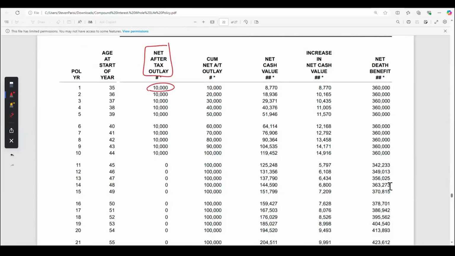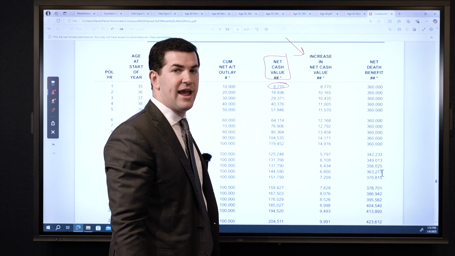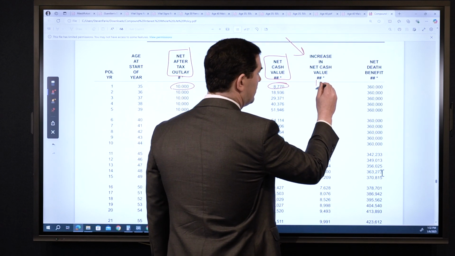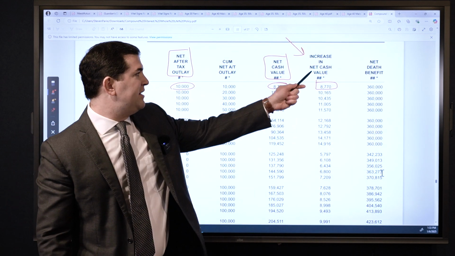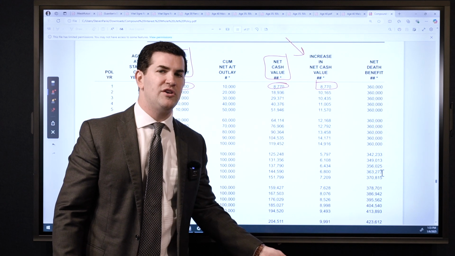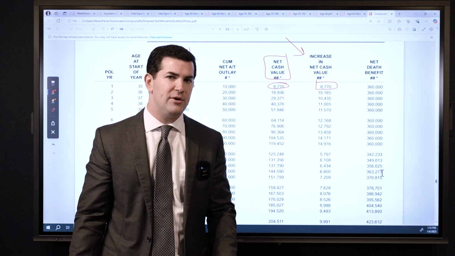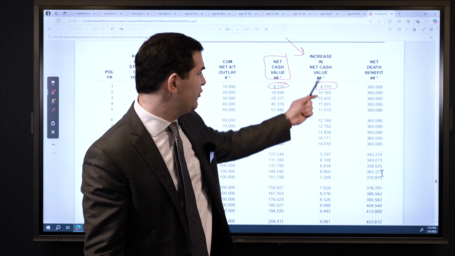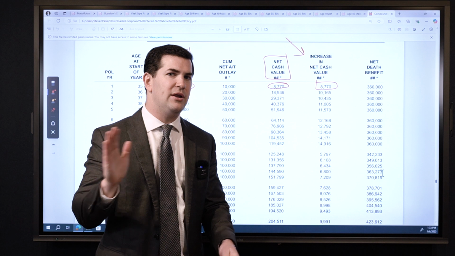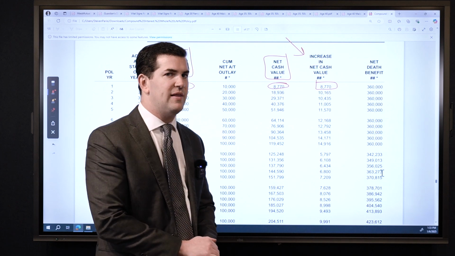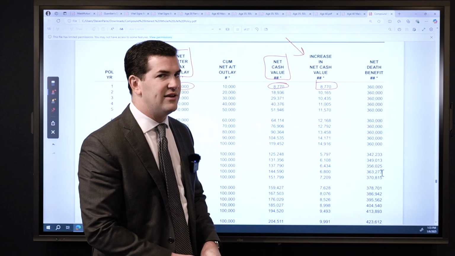You pay $10,000. You have $87.70. This column says increase in net cash value. $87.70. It's saying that the net cash value column increased by that dollar amount. So from the insurance company's perspective, that is true. However, when you see that, what does it make you think? Do you think that's how much your money is growing by? A lot of times people think that. That's not the case, is it?